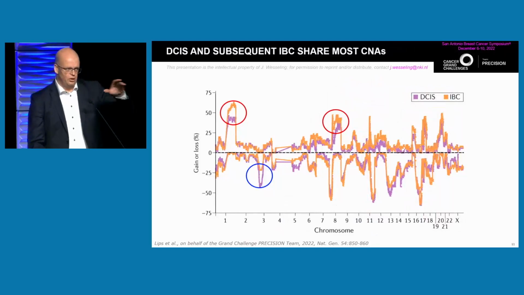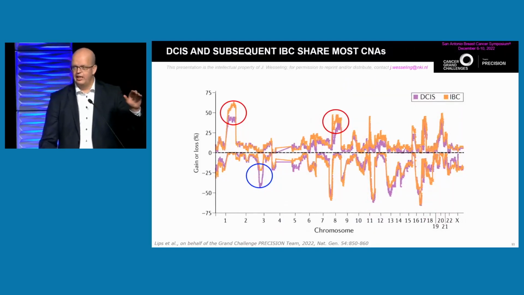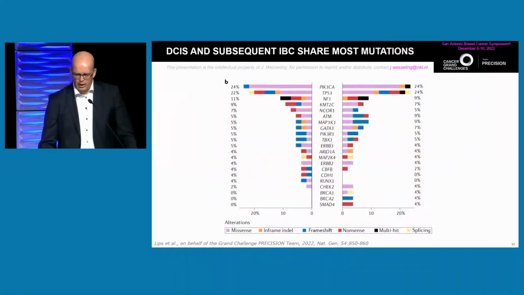Here you see, for example, on the whole group, the copy number alteration analysis, and you can appreciate that the copy number alterations are quite similar between the initial primary DCIS lesions and the ones that come back as invasive breast cancer. Only for 1q and 3p do you see more often a gain in the invasive breast cancers, and you see a lower incidence of loss at 3p in the DCIS lesions. The usual suspects are there, both in the DCIS lesions at the left side and in the subsequent invasive breast cancers at the right side.